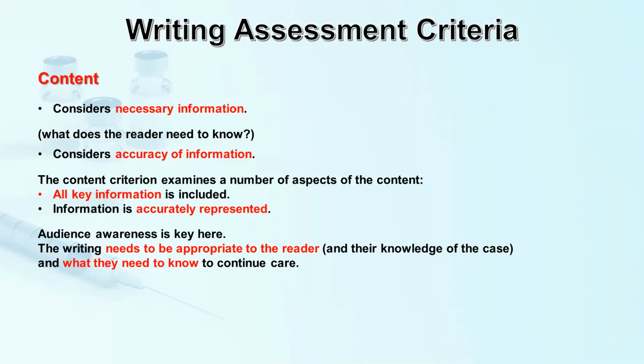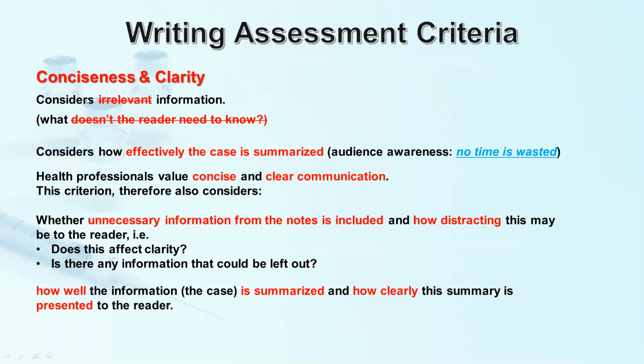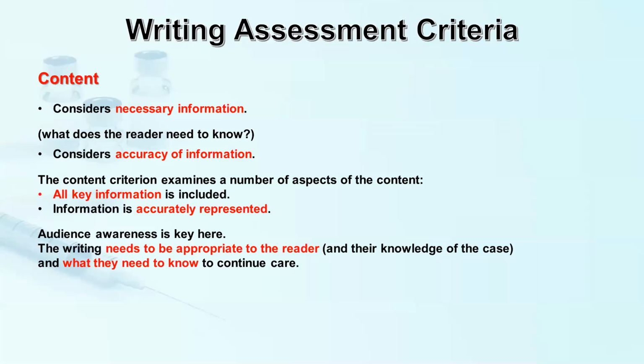Writing assessment criteria for today's session, you want to highlight on content and conciseness and clarity. Regarding the content, consider necessary information or what does the reader need to know. So you have to consider the accuracy of information while writing. The content criterion examines a number of aspects of the content. All key information is included and information is accurately represented. The writing needs to be appropriate to the reader and their knowledge of the case and what they need to know to continue care. This is regarding the content criterion.